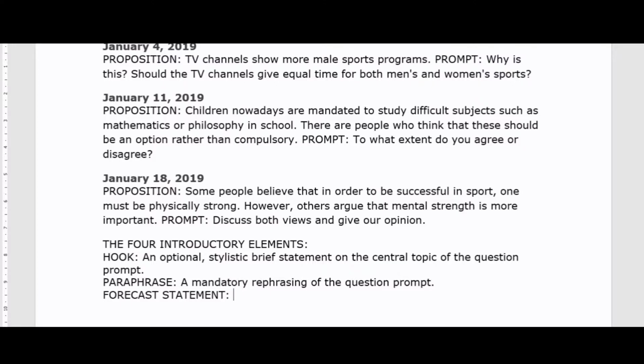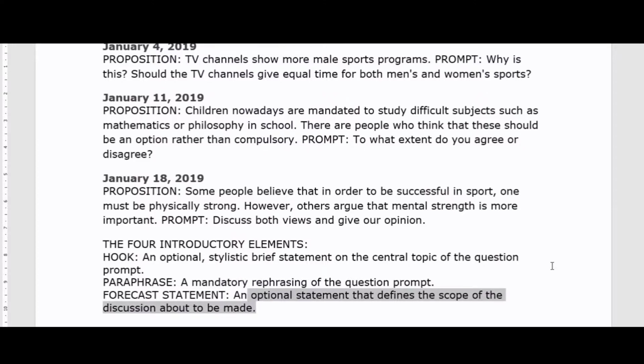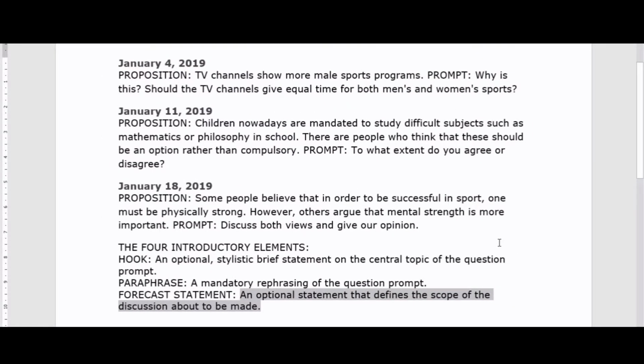So this is another optional element, an optional statement that defines the scope of the discussion about to be made. So in research writing, this is something like the scope and limitations. So it is in the forecast statement where you just inform the reader of what you plan to do. Like, the writer will attempt to discuss both sides of the issue and will arrive at a logical conclusion to this controversy, something like that. So again, that's an optional statement, so you can actually do without it if you wanted to, as well as with the 3 other elements.